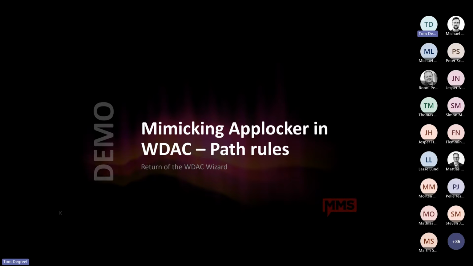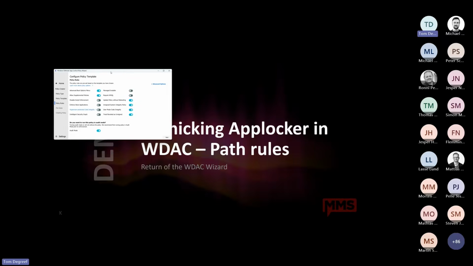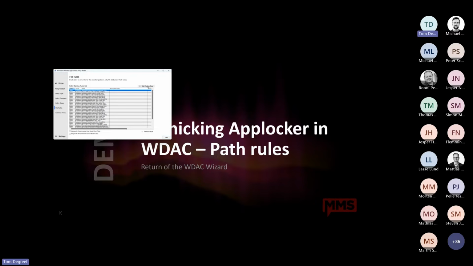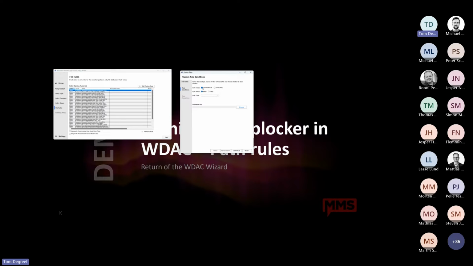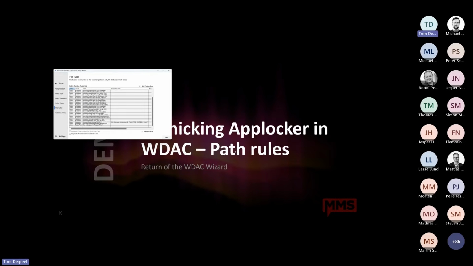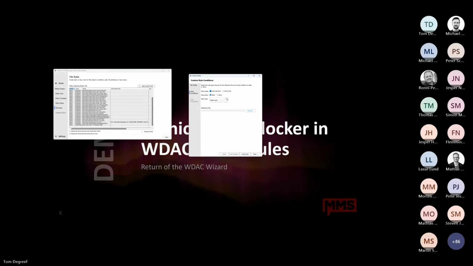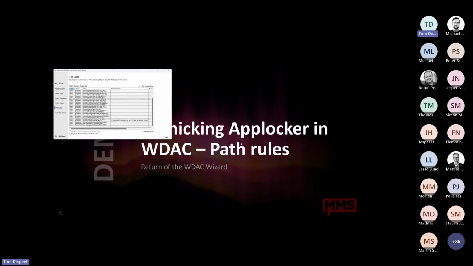So what does that mean for the WDAC wizard? How do we create a path rule? We add a custom rule. That brings us to the next screen. In user mode, so we're using user mode, we want an allow rule, we want a path rule for a specific folder, and then we browse to the path that we want to add. Program Files, create rule, add Program Files x86. Create rule.